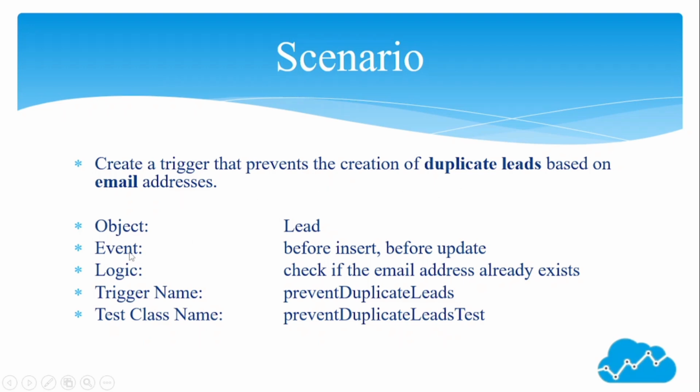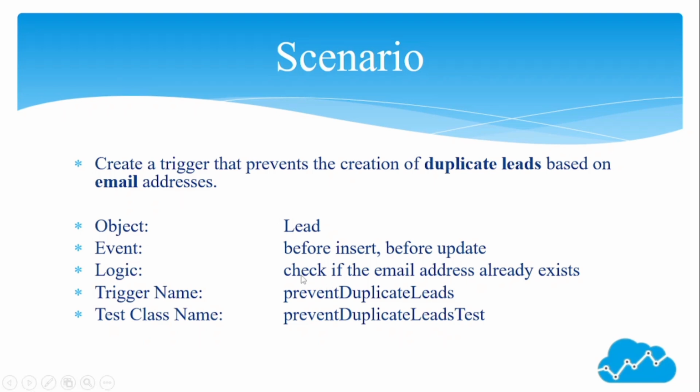What will be the events for this trigger? Before someone is inserting the lead, or also if someone is modifying an existing lead. So the event would be whenever we are creating a new lead, or whenever we are updating an existing lead. So it should be on the before event, and the DML operations we are going to perform are insertion and updation.